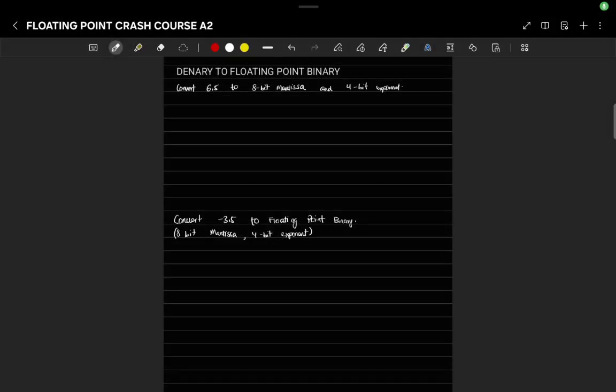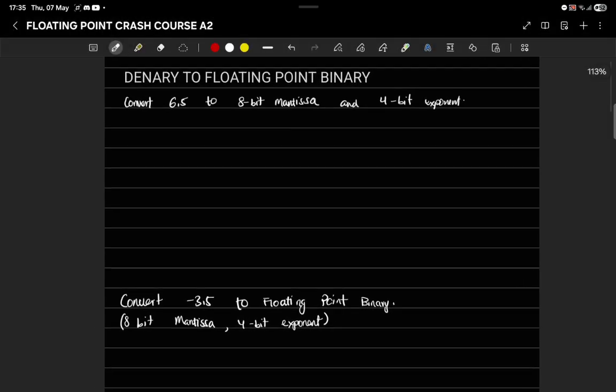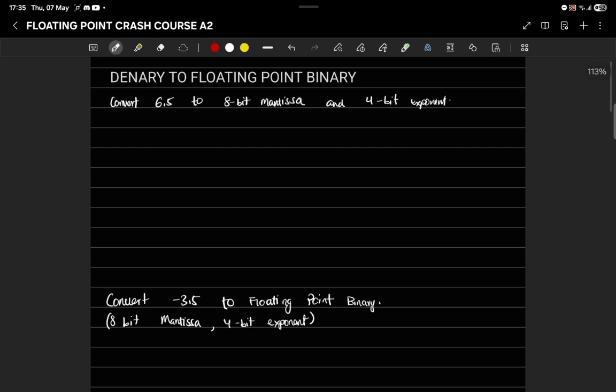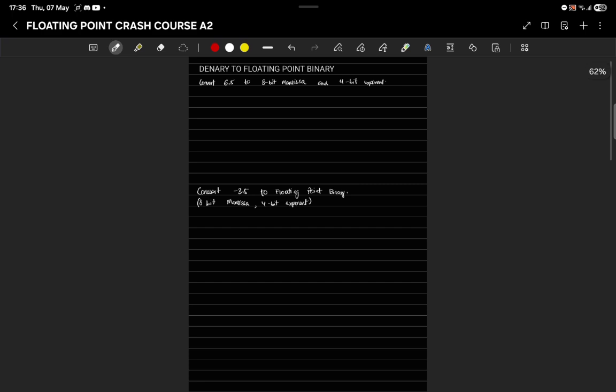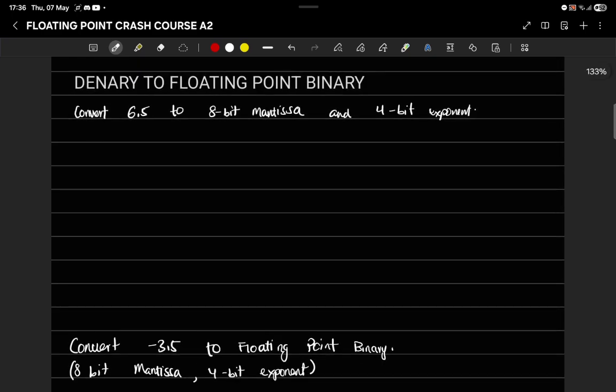Okay, so in this video we're going to look at how to convert denary numbers to floating point binary, and then how to convert floating point binary numbers to denary, for both positive and negative. Okay, so to get started we will look at denary to floating point binary.